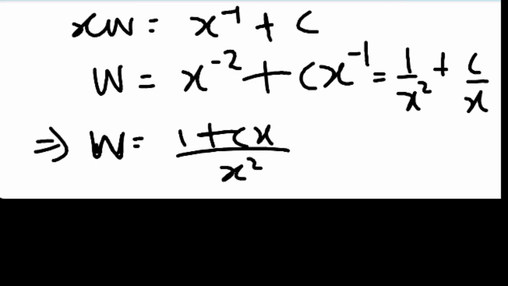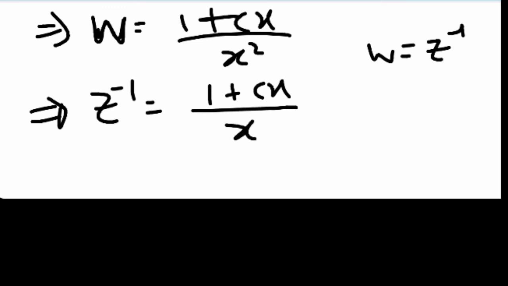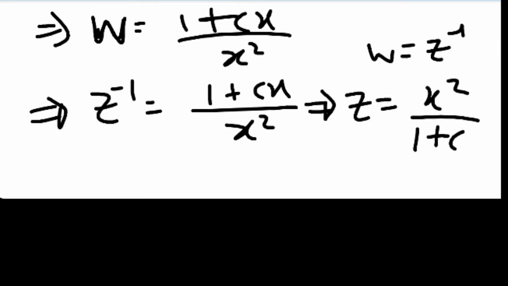So I'm going to substitute what w is. What is w? Remember from before when we substituted in the Bernoulli equation, w was z inverse, right? w was equal to z inverse. So we are going to substitute it back here. This implies that z inverse is equal to 1 plus cx over x squared. And what does this imply? I'm just going to get the inverse of both sides. I have z is equal to x squared over 1 plus cx.